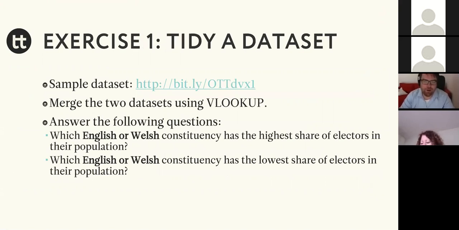We've already taken a look at how to tidy a data set. One thing I had to refine in the questions is which English or Welsh constituency, because we don't have data on Scotland or Northern Ireland, which I did on purpose, but I forgot to then change the wording of the question. So if you are going to do that, answer the question as: which English or Welsh constituency has the highest share of electors of their population and which one has the lowest.